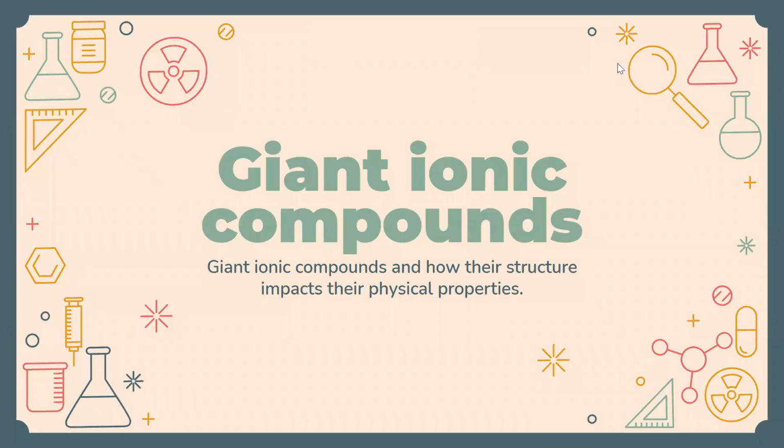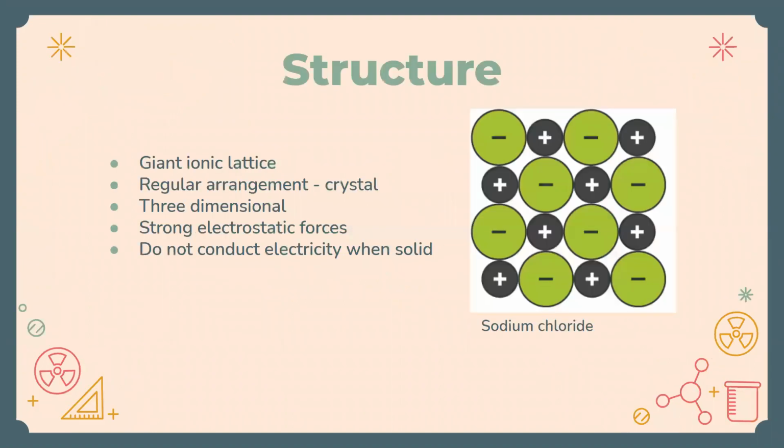Here we're going to explore giant ionic compounds and how their structure impacts their properties. In a giant ionic compound, the oppositely charged ions are arranged in a structure often known as a giant ionic lattice. This structure is regular and results in the formation of a crystal. In the diagram, you can see sodium chloride, the smaller positively charged sodium ions bonded to the larger negatively charged chloride ions in all directions.